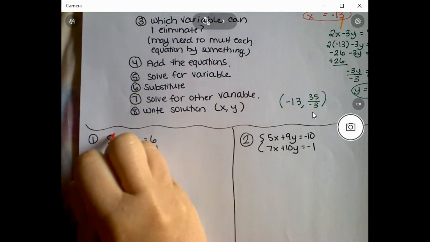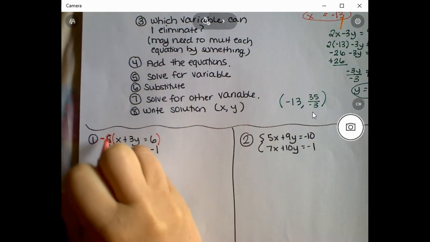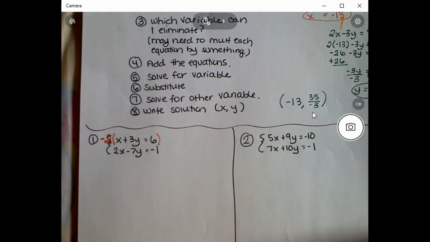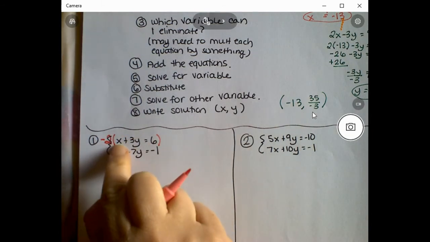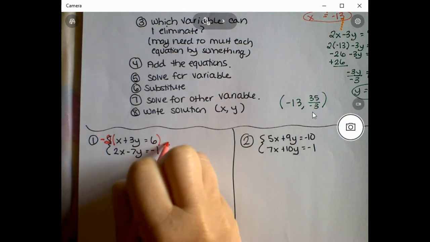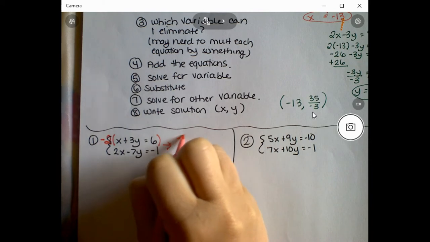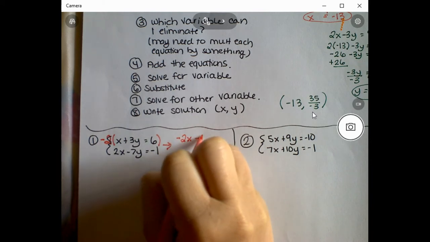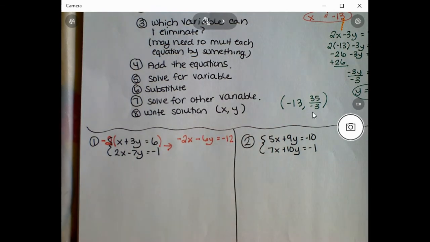So I'm actually going to multiply this entire first equation by -2. Why do you think I chose -2? Well, you can see if I distribute, -2x plus 2x is going to end up equaling 0. So that's why I chose that. I don't need to mess with the bottom. So the top equation is now 2x minus 6y equals -12. And the bottom equation did not change at all.